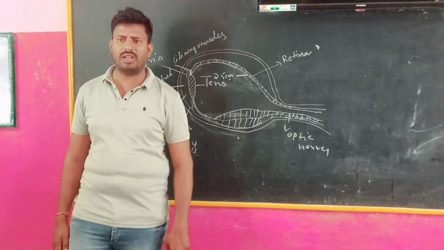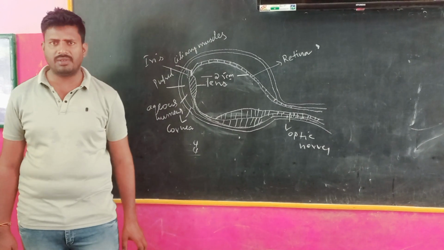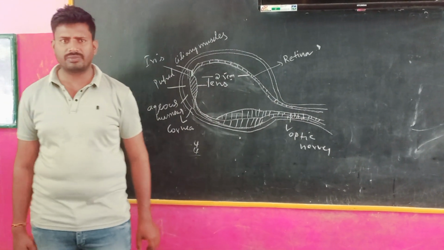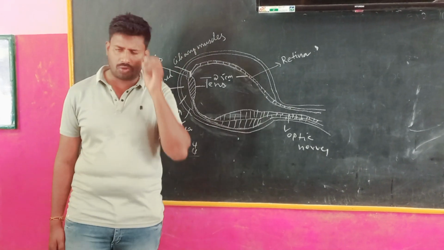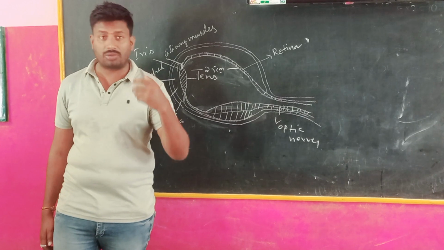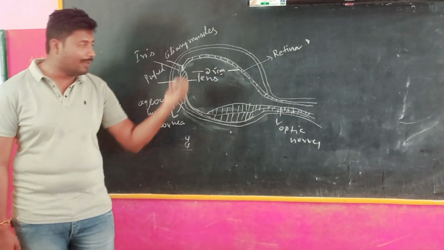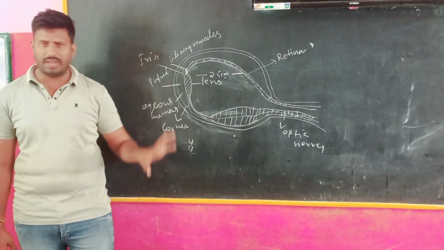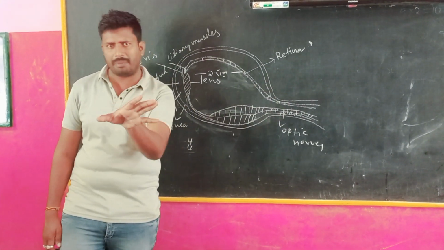Basing on the focal length only, the image is formed on the retina. The retina is the inner layer of the eye where the image is formed. Whenever we see anything through our eye lens, the object is seen through the lens, and the image is formed on the retina. The retina is a very delicate membrane. It is the inner membrane of the eye.